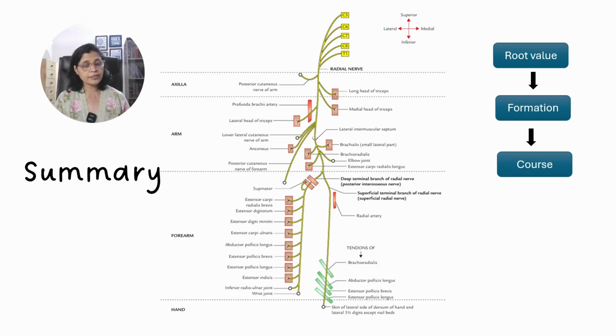In the arm, it runs in the radial groove or the spiral groove, and as it leaves the spiral groove, it pierces the lateral intramuscular septa and enters the anterior compartment of arm. And in the cubital fossa, at the level of the lateral epicondyle of humerus, it divides into its terminal branches, a deep and a superficial branch. The deep branch is also called the posterior interosseous nerve, which is motor in function. And the superficial branch or the superficial radial nerve, as it is called, is the sensory branch.